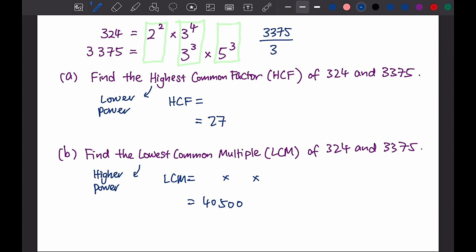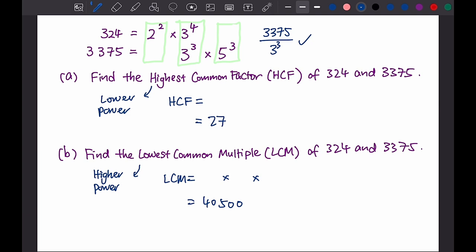Furthermore, if I raise the power to 2, 3375 can be divided by 3 to the power of 2. And furthermore, if I raise this to power 3, we still can divide by 3 to the power of 3 because I'm going to get a whole number as well, and you can verify this on the calculator.